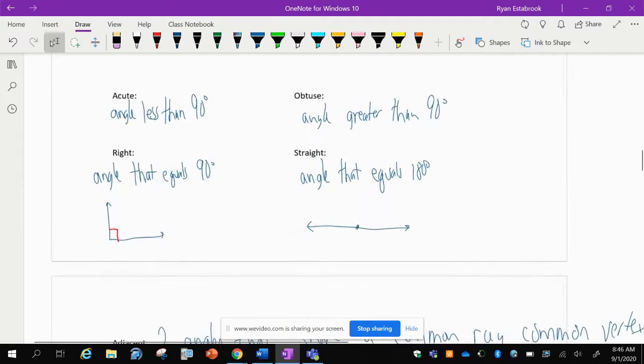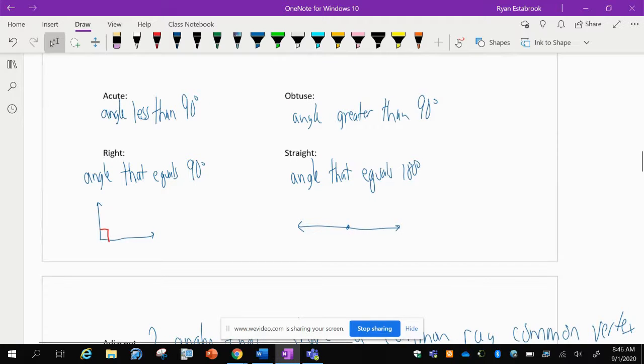A little bit more terminology. I think these are probably words that you're familiar with. The acute angles are the small ones that are less than 90 degrees. The obtuse are the big angles greater than 90 degrees. The right angles are the angles that equal 90 degrees, and a straight angle is a straight line. It's an angle that equals 180 degrees. So those are words and terms you've probably worked with before.